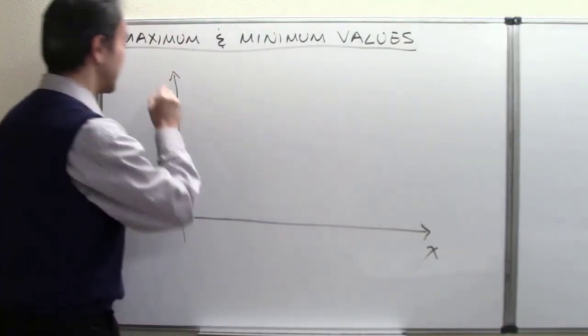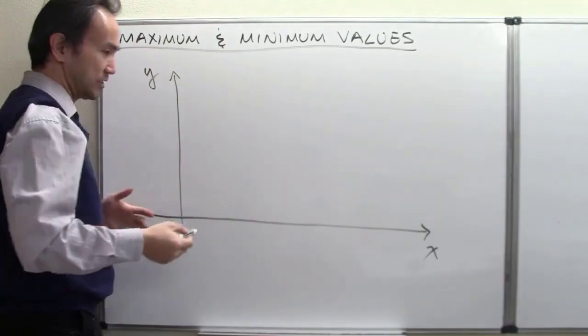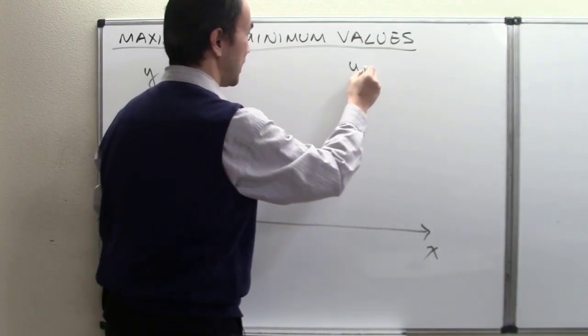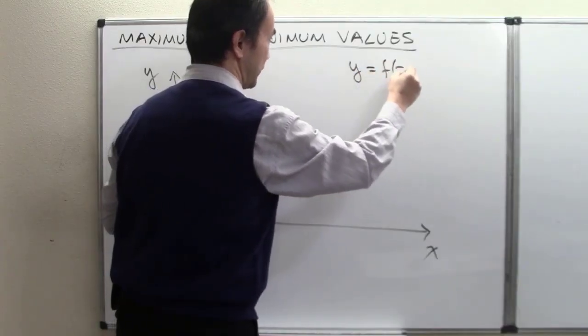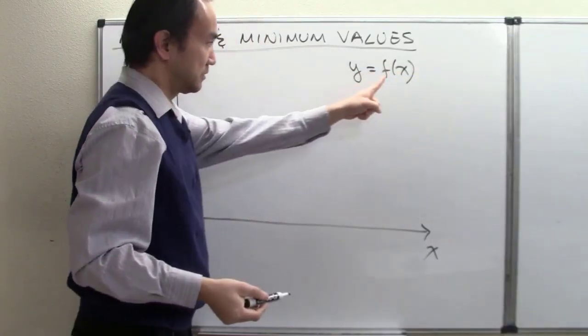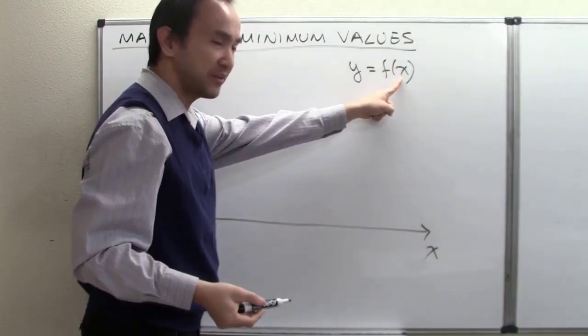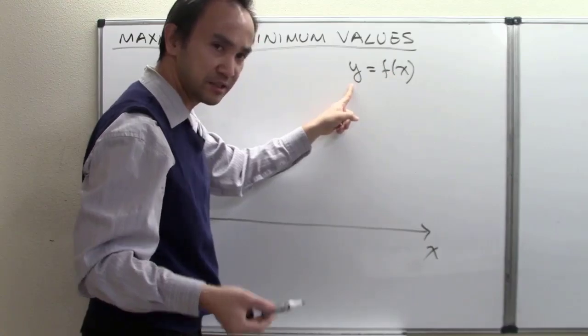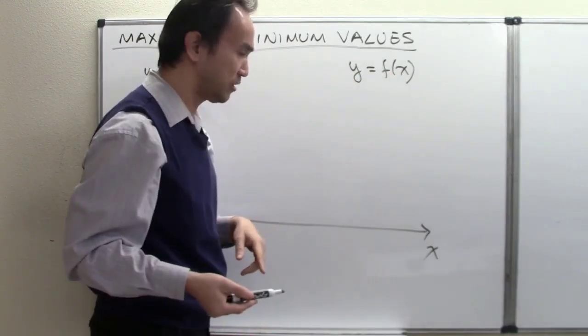So x-axis, y-axis. We've been knowing the output of the function. So we've got a function f of x, y equals f of x. The x is the independent variable, the input of the function, and the y here is the dependent variable. We've been calling that the output of the function.